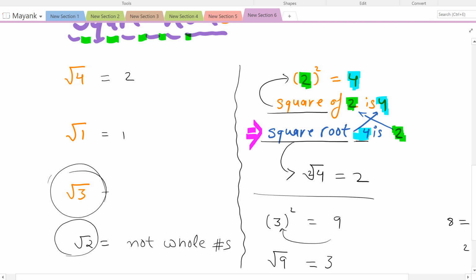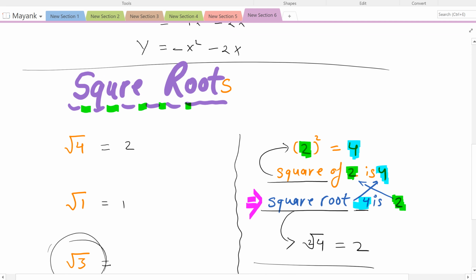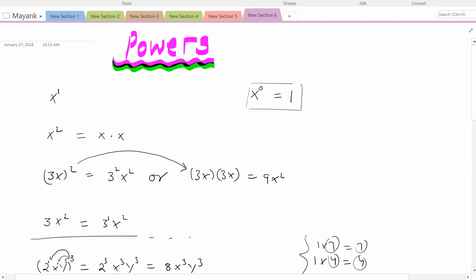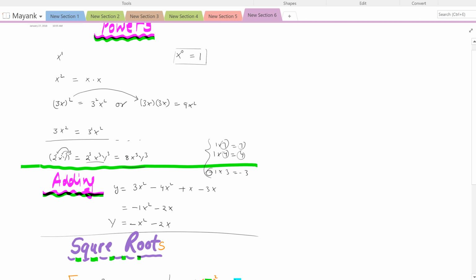We call them irrational numbers because they're not whole numbers. Any radical form which is not a whole number, we call it irrational numbers because you cannot write them in a fraction form. That's another advanced level of mathematics. You're going to learn that eventually. So that was a review for square roots and the powers for your exam. So that's what we covered so far.